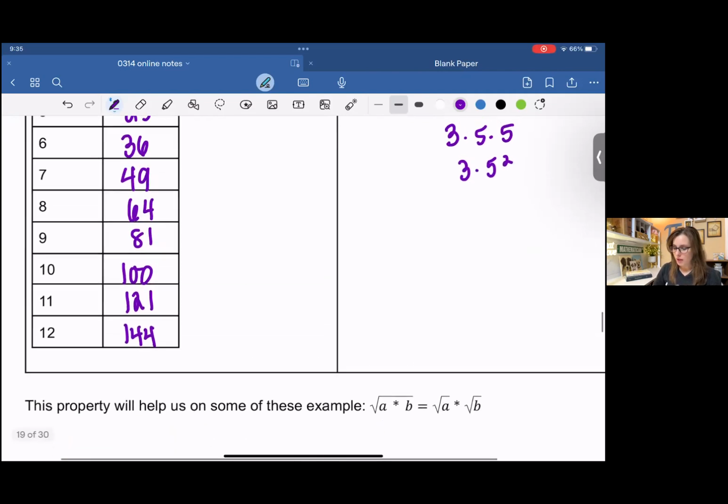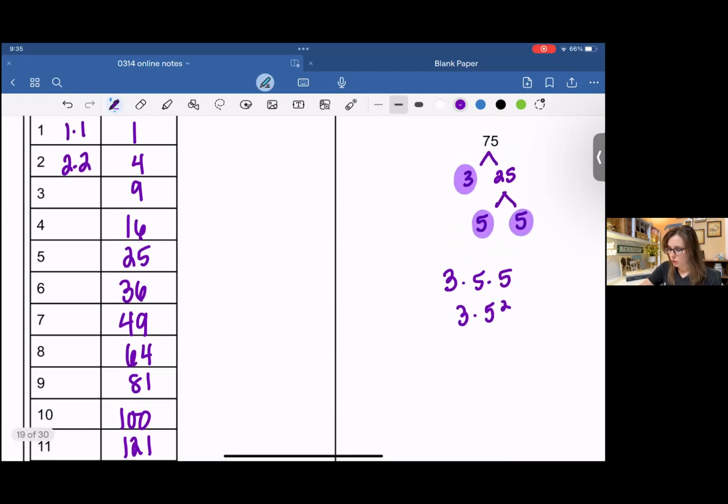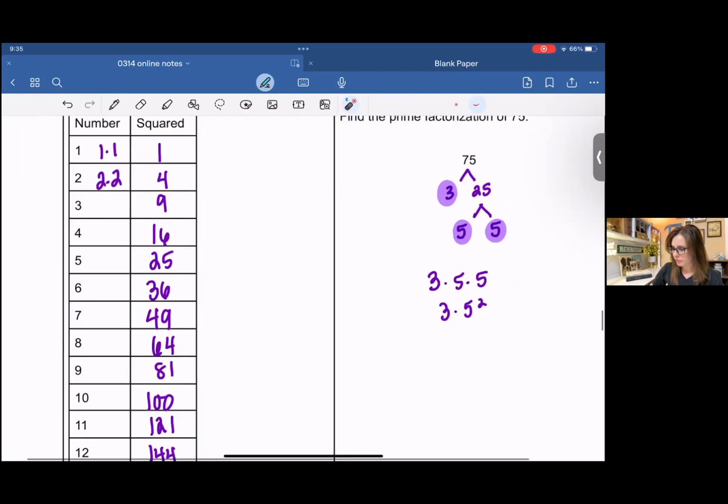So if I were to look up here and go backwards with my table, the square root of 4 is one of the two equal factors. So the square root of 4 is 2, because 2 times 2 is 4. The square root of 9 is 3, because 3 times 3 is 9, and so on.